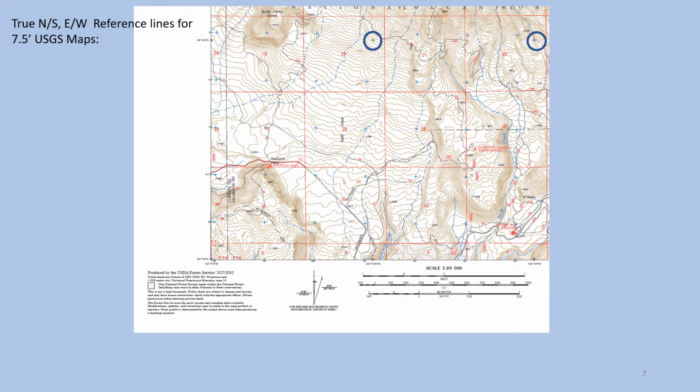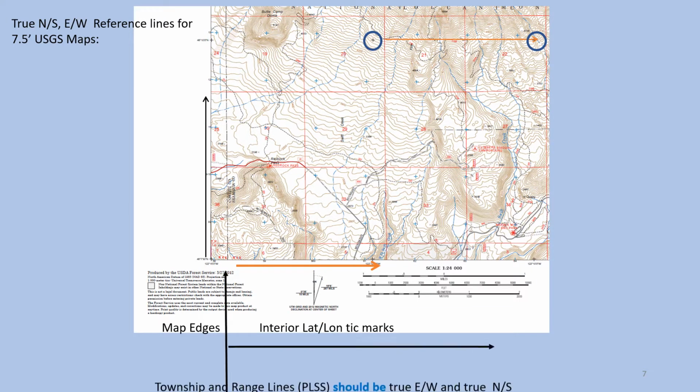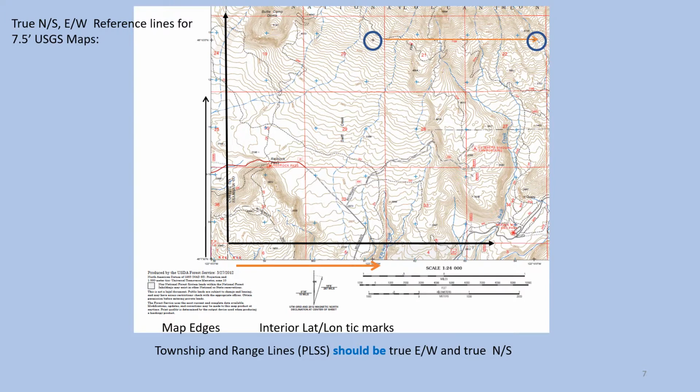For USGS 7.5-minute topographic maps, true north-south and east-west reference lines are the edges of the map, interior latitude and longitude lines, and in most cases, township and range lines.